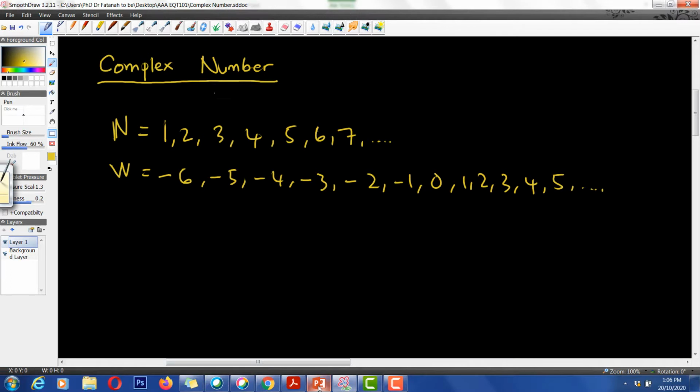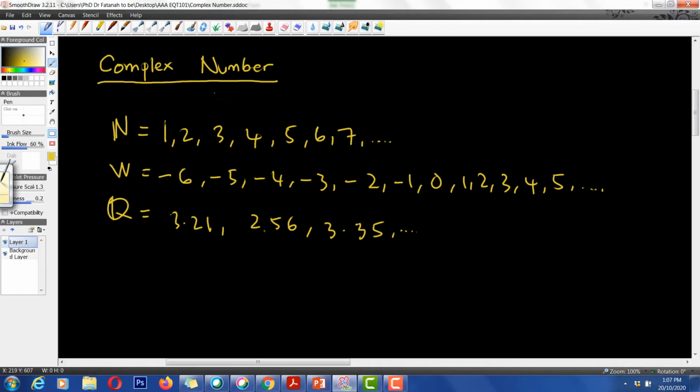And then we learn about decimal numbers, which we call rational numbers. We have 3.21, 2.56, 3.35, and so on.